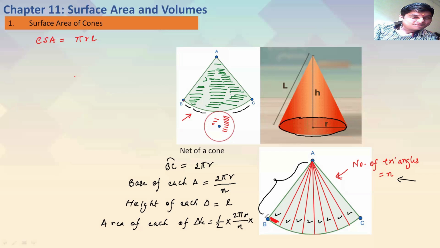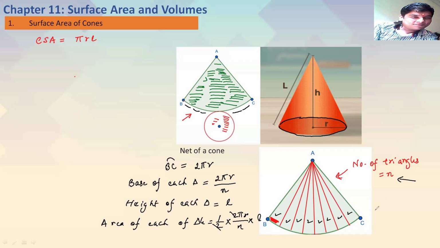And what is the height for each triangle? The slant height, L. Very good. So this is L. Can we cancel out 2 and 2? Yes, sir, we can. So what are we left with?